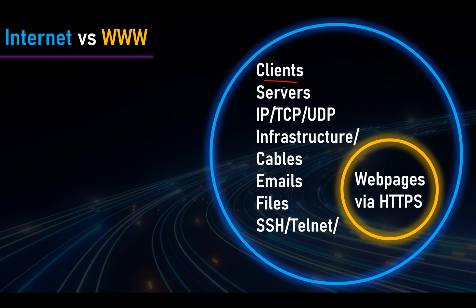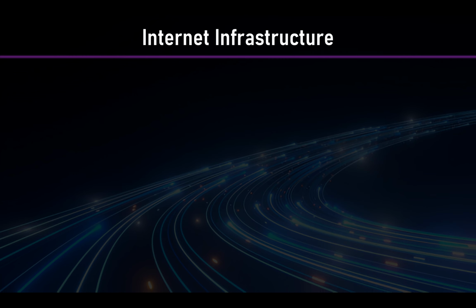And to be honest, when we say clients and servers, that's quite vague. When we say clients and servers, I mean basically just end devices, like physical devices. The internet is going to use different protocols, for example, IP, TCP, UDP. It's going to be infrastructure, cables. I guess it's also going to include emails, files, SSH, telnet, let's say video streaming, I guess sort of music streaming.